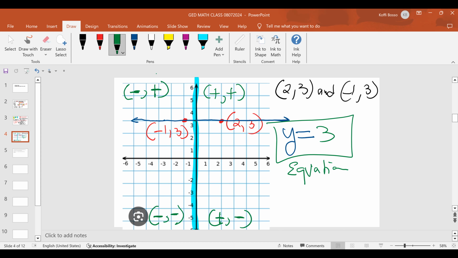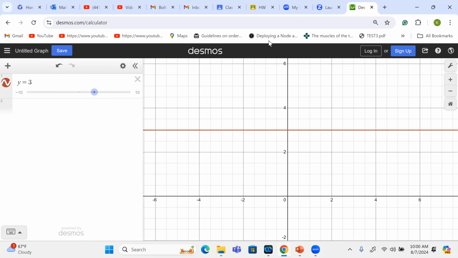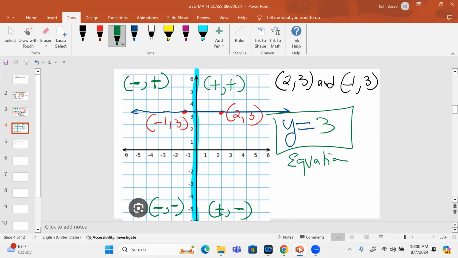So there is no x, like y equals 2x plus something. No, we don't have that yet. It's just y equals 3. Now, the other way. So suppose I use decimals. So y equals 3, that red line passes through 3. Okay, let's see the next question.